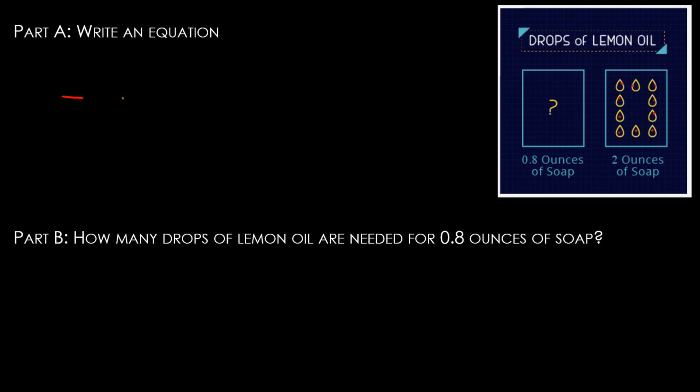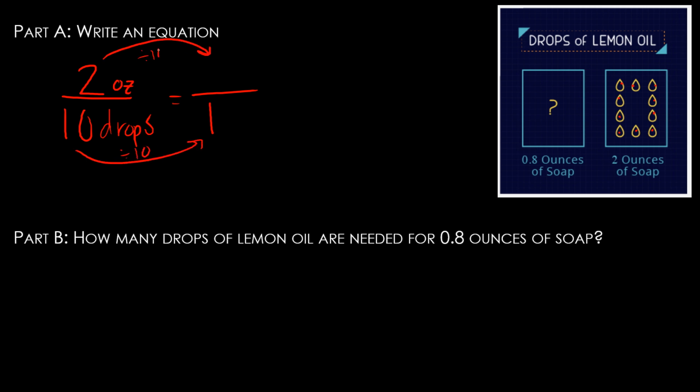So 2 ounces of soap is going to go in my numerator. So 2 ounces of soap over 10 drops. To get a 1 in the denominator, I'm going to divide top and bottom by 10. 2 divided by 10 is going to give me 0.2.